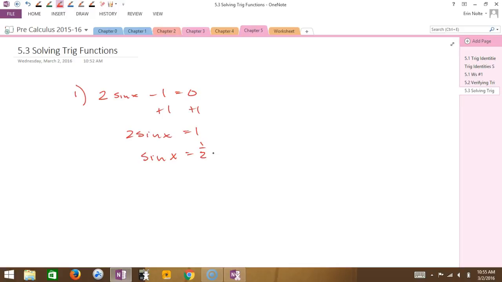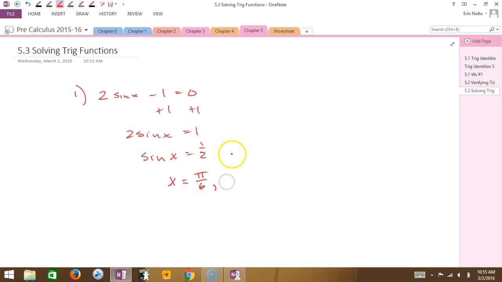Okay, so if we've got a sine equaling 1/2, you should be looking at your unit circle and deciding where on the unit circle is the y value of 1/2. Okay, so we're looking for angles. There should be 2. Give me radian degrees. Good question. Let's do radians. So pi over 6. And where's the other one?